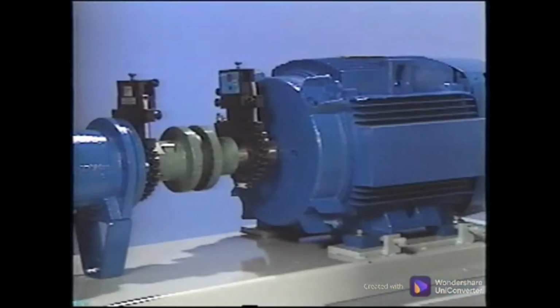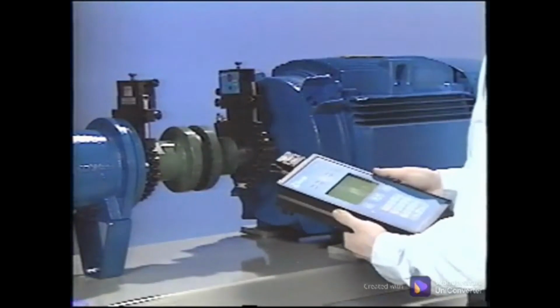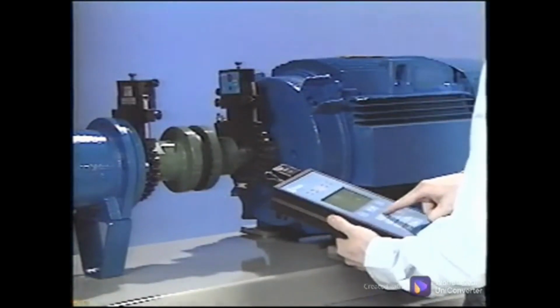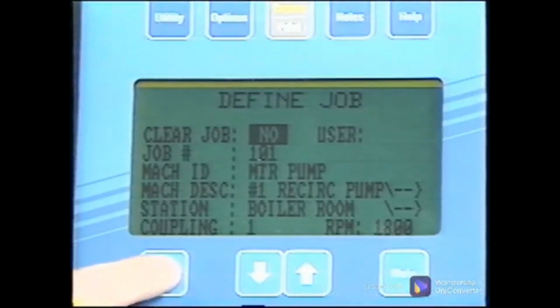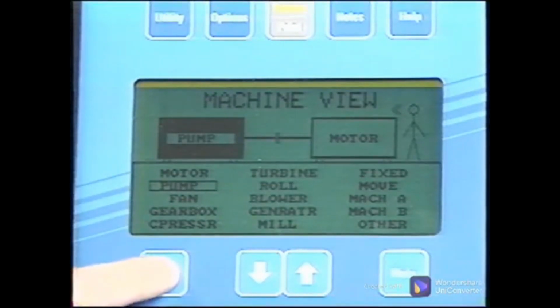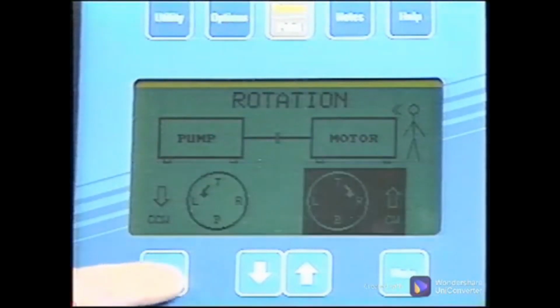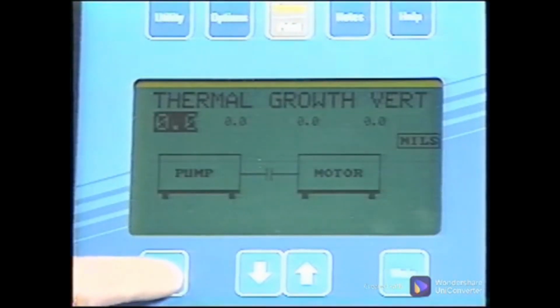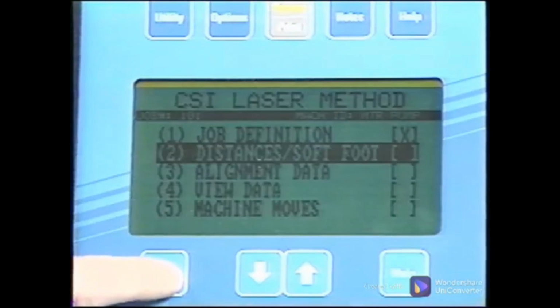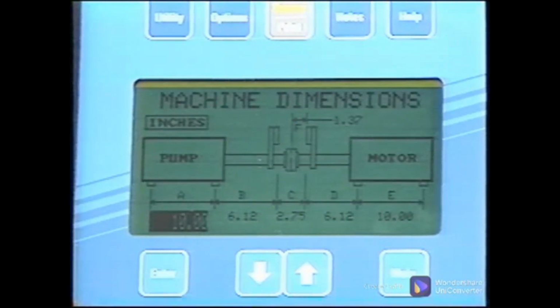After the laser heads have been set up, define the alignment job in the analyzer and enter the data required. The data requested includes the machine type and each component type for the machine, as well as specifying the direction of rotation, the shaft turning speed, the laser orientation, the thermal growth data, and the dimensions of the machine.